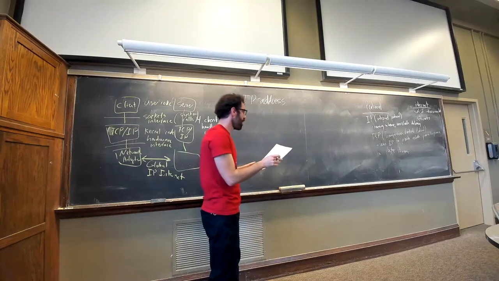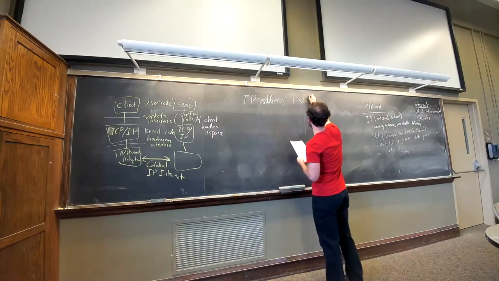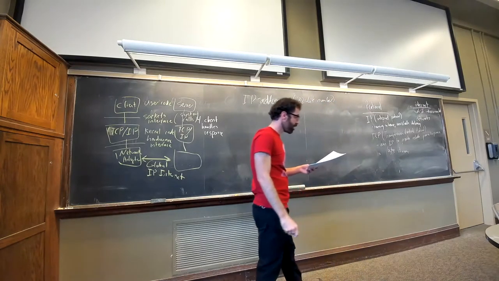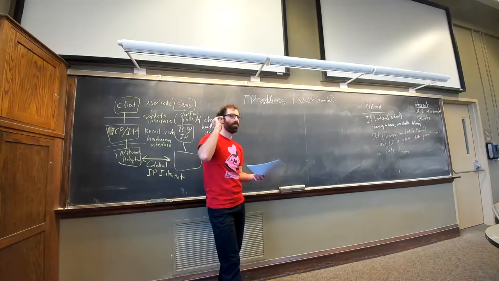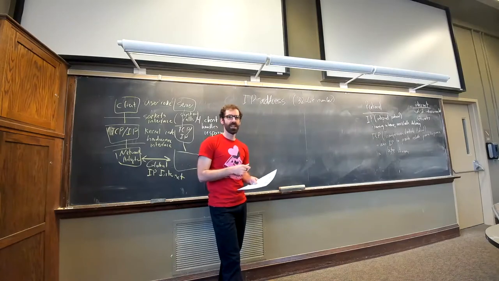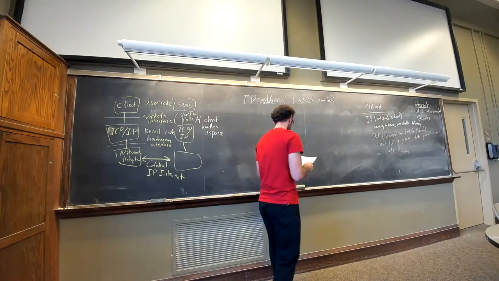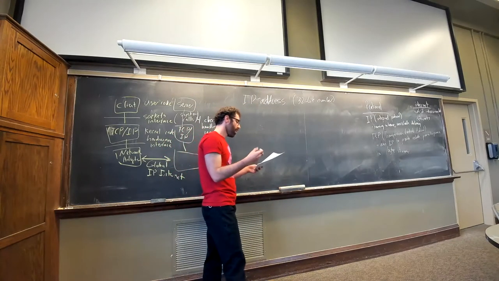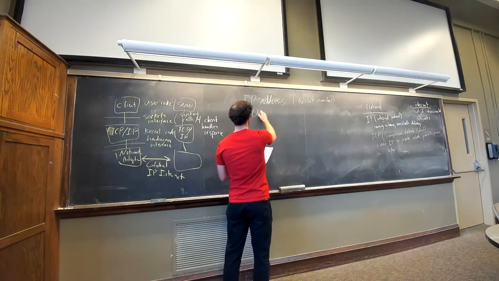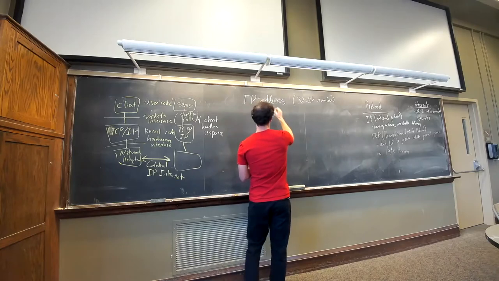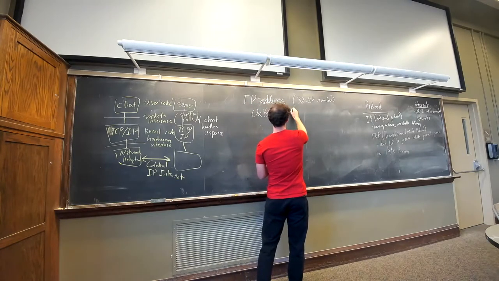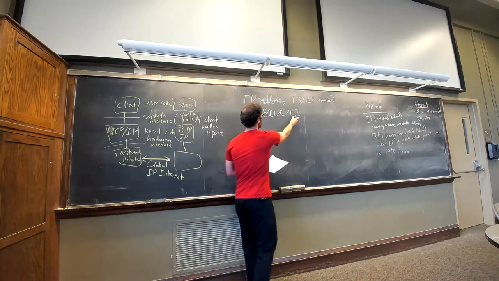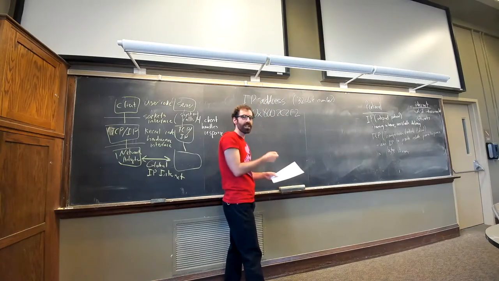So an IP address is just a 32-bit number that identifies some computer connected to the internet. We might have something like our 32-bit number, hex 800-2C2F2. So, 1, 2, 3, 4 bytes, 32 bits.